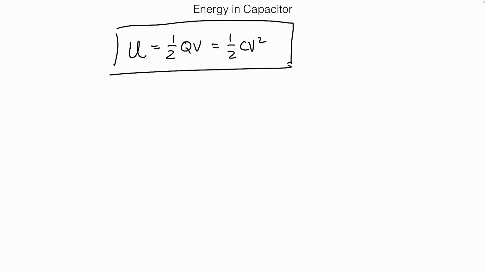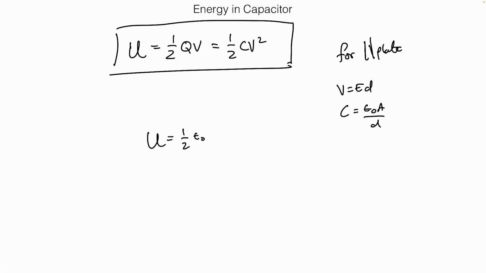Now, for a parallel plate capacitor, of which all of them pretty much are, okay? That 11 right there means parallel. We know that voltage and electric field are related through that. We know that the capacitance is a function of its physical parameters. No dielectric in this case, okay? So when I plug that in, I would get an energy of 1/2 epsilon naught A times D times electric field squared.